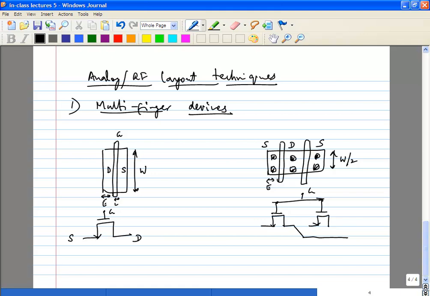So this would be an equivalent circuit of what you're actually doing. You basically have two transistors in parallel. The only difference is you're sharing the drain diffusion between the two transistors. Okay, so that's what this is. So let's call this A and let's call this B. So what is the difference between A and B?